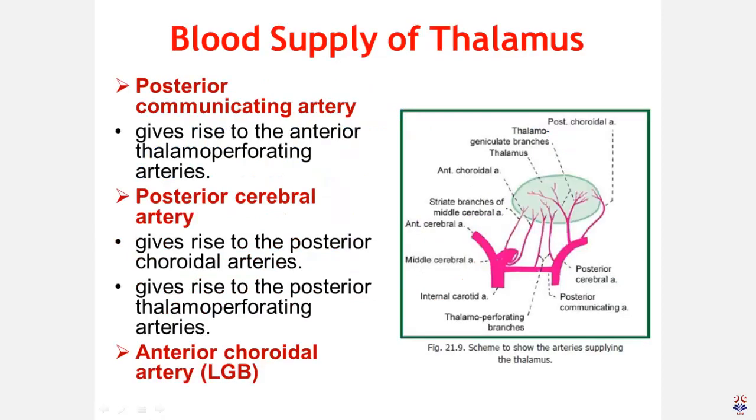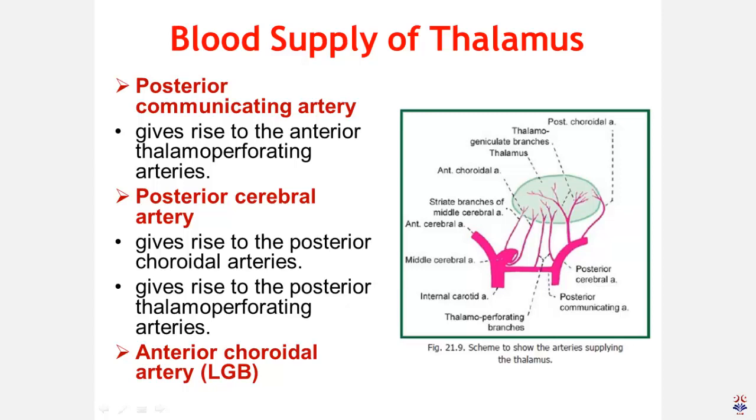Now we see the blood supply of the thalamus. It has posterior communicating artery, which gives rise to anterior thalamo-perforating arteries. This is posterior communicating artery, and this gives this branch, anterior thalamo-perforating.